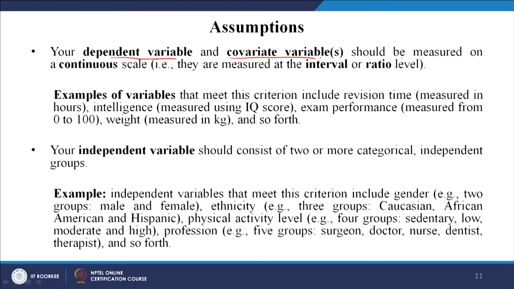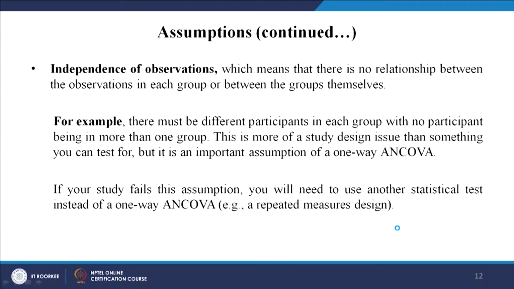Then it says your dependent variable and covariate variable should be measured on a continuous scale, fine, no issues. Your independent variable should consist of 2 or more categorical independent groups, this is also fine. Now coming to independence of observations. This was also applicable in ANOVA if you remember, which means there is no relationship between the observations in each group or between the groups themselves. For example, there must be different participants in each group, with no participant being in more than one group. So the participant is not being repeated.